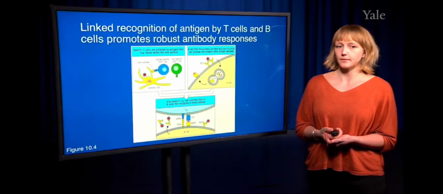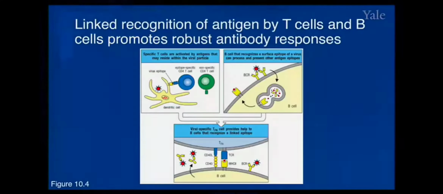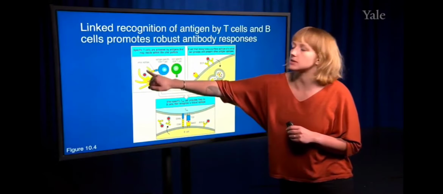Now, linked recognition of antigens by T cells and B cells is really critical in generating the most robust antibody response in the host. Linked recognition is a complex idea, so let's go through it together. T cells, as you can see here, are activated by antigens that typically reside on the inside of the viral particle. The inside of the virus here is in red, the outside is in blue.